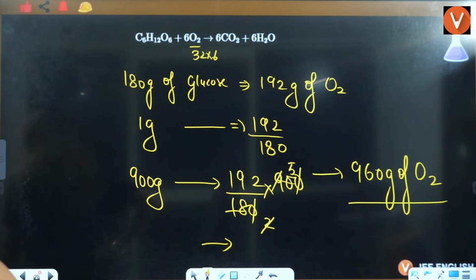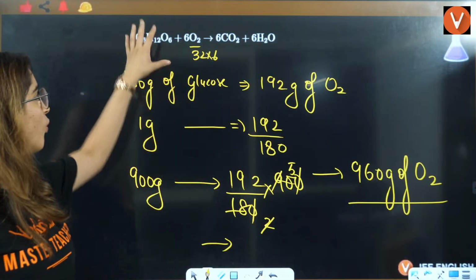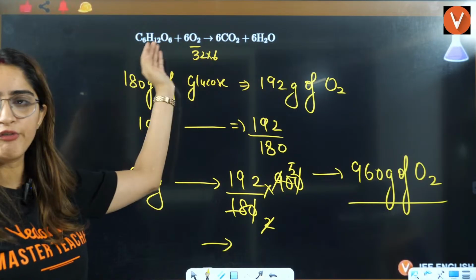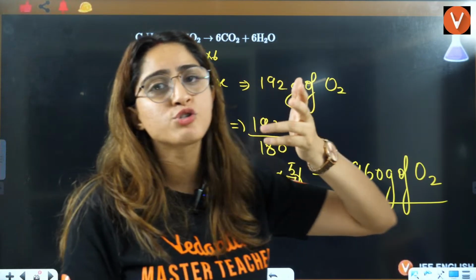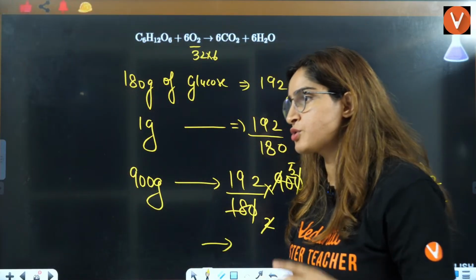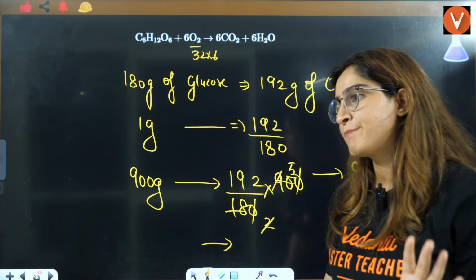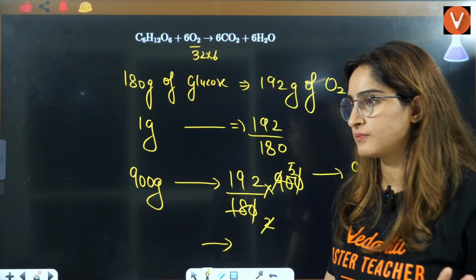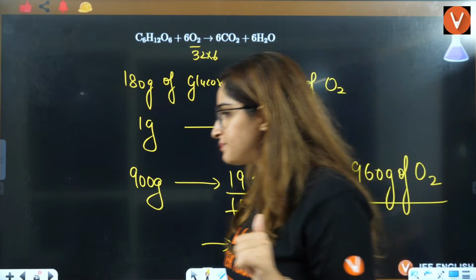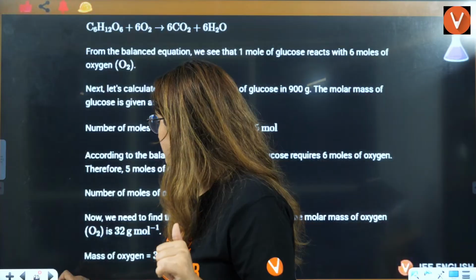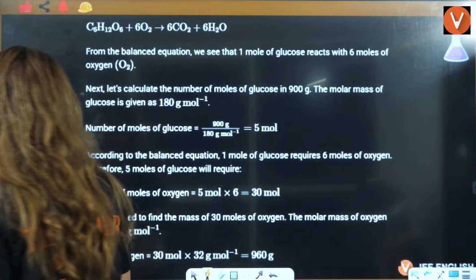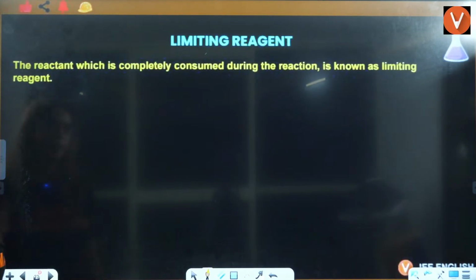You can also firstly calculate the moles, then solve it in the form of moles, but directly also you can apply this with the help of stoichiometry, right? Okay, everyone, that is clear, right? So the answer will be 960 grams.